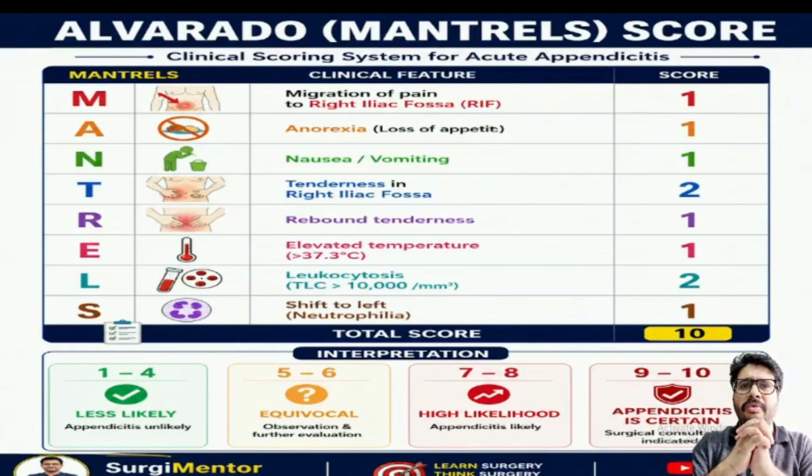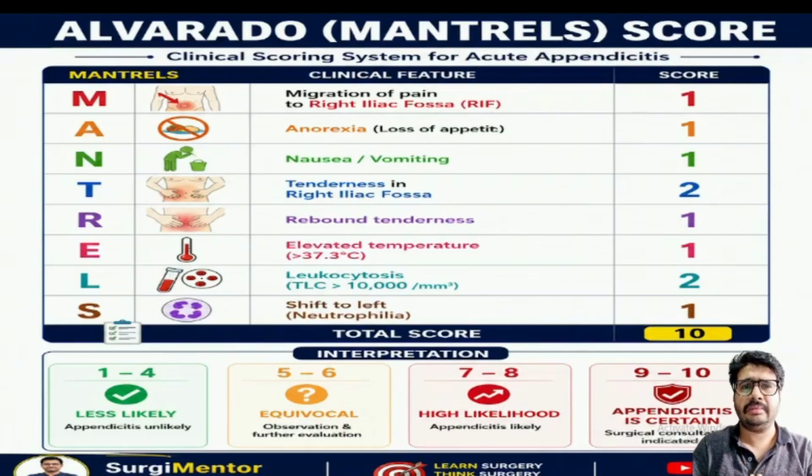And if it is 5 to 6, it is equivocal. You can get some investigations done to confirm the diagnosis. If it is 7 to 8, there is more likelihood of the patient having appendicitis. If it is 9 to 10, it is almost certain that the patient is having appendicitis. So if the patient is a child and the clinical history is difficult to elicit, you can get the ultrasound done in that patient. If the patient is an adult, you should go for the CECT abdomen.